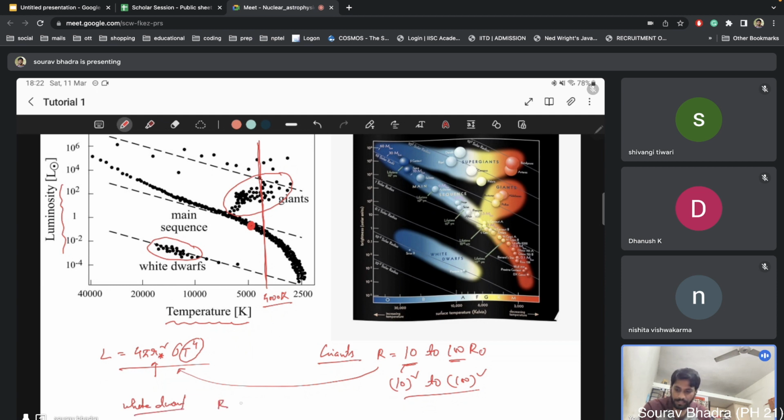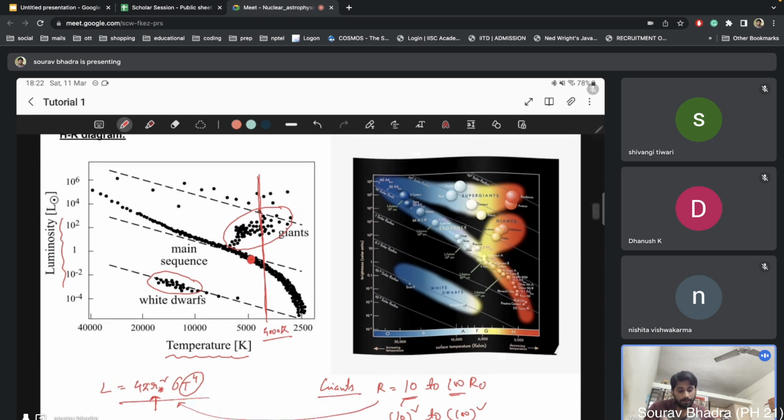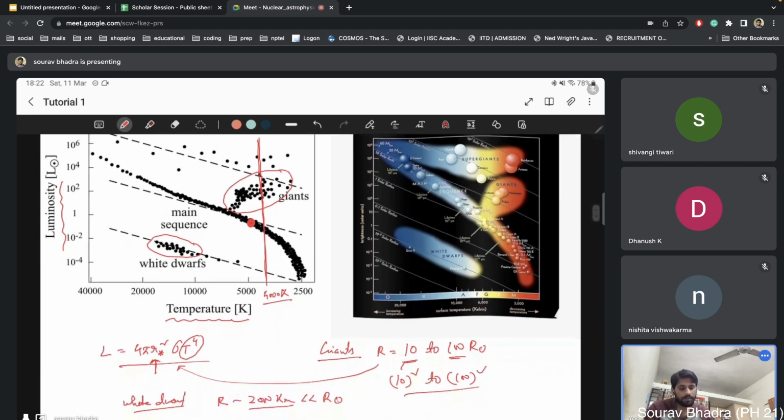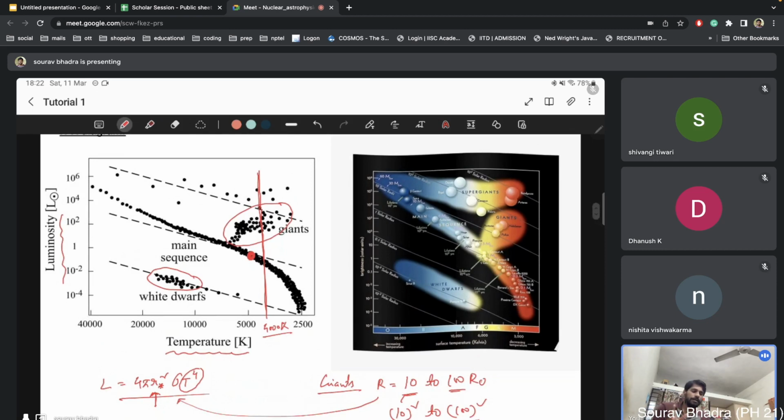the radius is actually a few thousand kilometers, which is much less than the radius of the sun. That means the luminosity will be lesser than the sun. That's why, if you consider the y axis only, the white dwarf is lower than the main sequence because it has lower radius and lower luminosity. Here I have considered a particular temperature because the temperature of the giants is not that high, and those are mainly in that region.